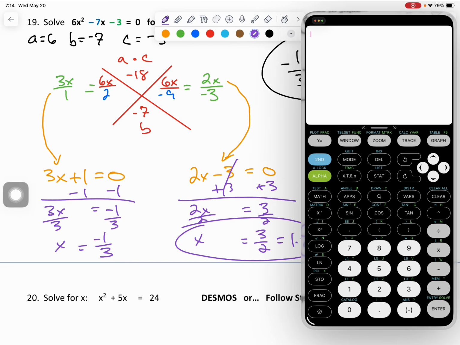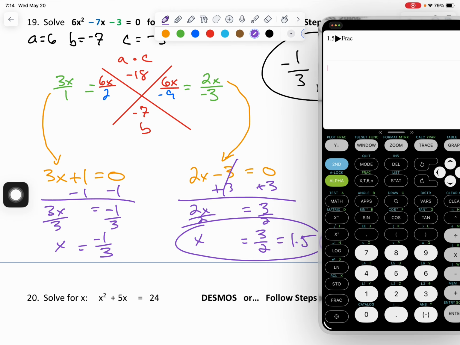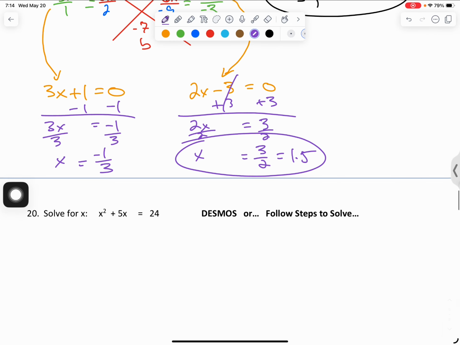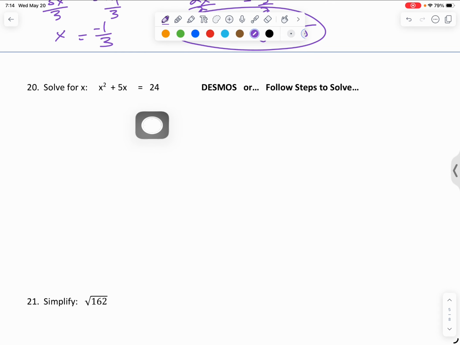If you do use DESMOS and you're like, Mr. Richards, what is the fraction of 1.5? Well, let's just type in the 1.5. Let's hit math, and then let's hit enter twice in a row, and it gives us our fraction of 3 over 2. Oh my goodness, again, DESMOS or follow the steps to solve. Guys, go to DESMOS. The ACT is time management. So let's be time efficient.